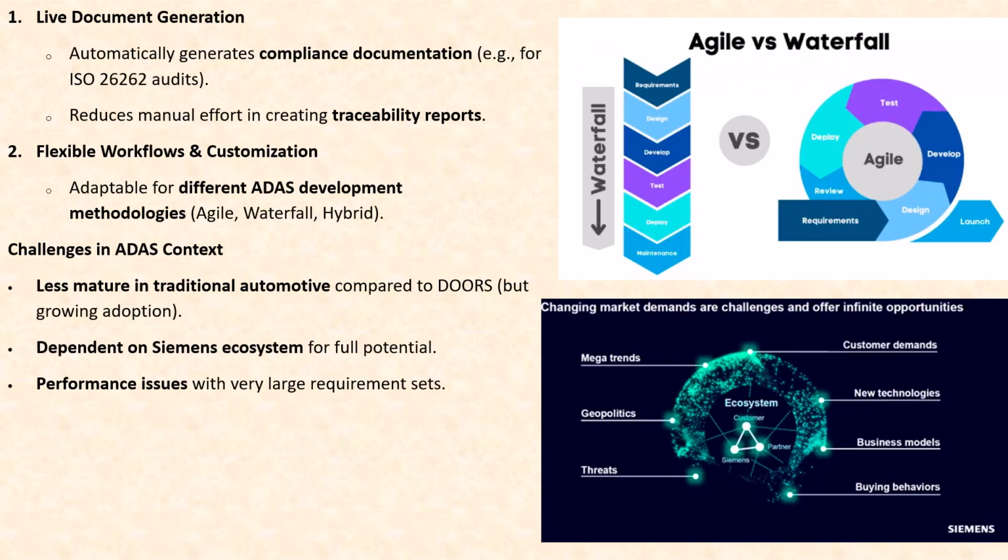Now, there are another couple of salient features of Polarion which make it such an attractive tool. One is live document generation. As and when you are working on Polarion, it automatically generates compliance documentation. Now, this is one very important advantage of working with Polarion. And it also reduces manual effort in creating traceability reports.